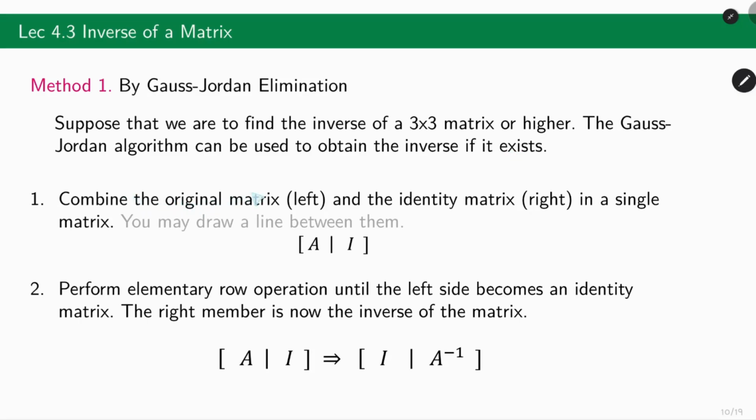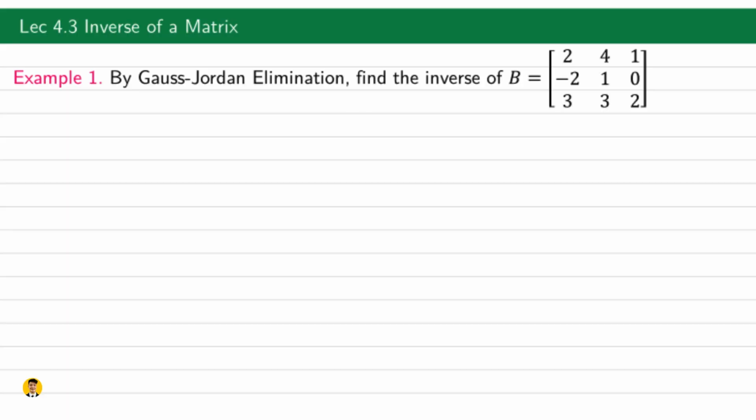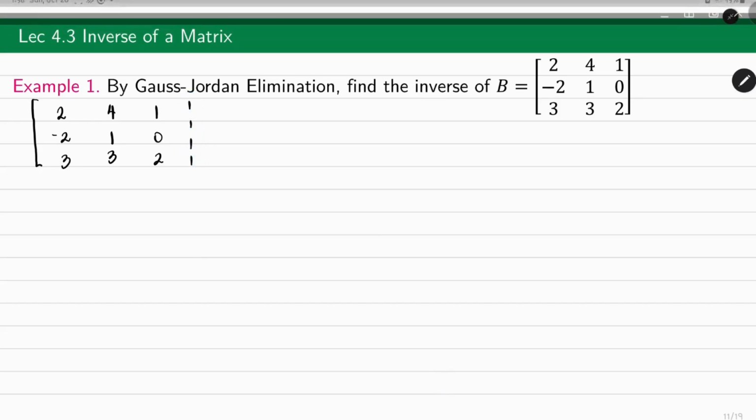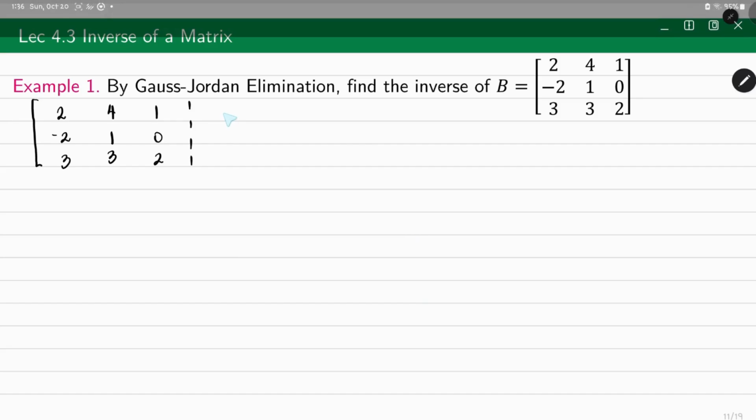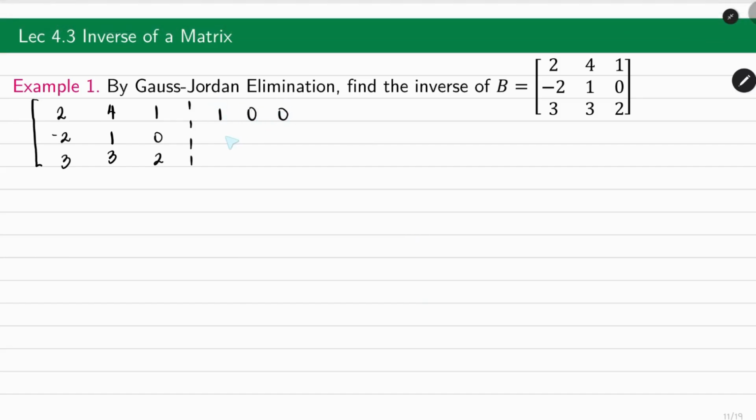First, combine the original matrix on the left and identity matrix on the right in a single matrix. You may draw a line between them. So this is what we did earlier in the 2 by 2. Second, perform elementary row operation until the left side becomes an identity matrix. The right member is now the inverse of the matrix. First example, let us have here a 3 by 3 matrix. First, we're going to set up the matrix and then we have the identity matrix on the other side.